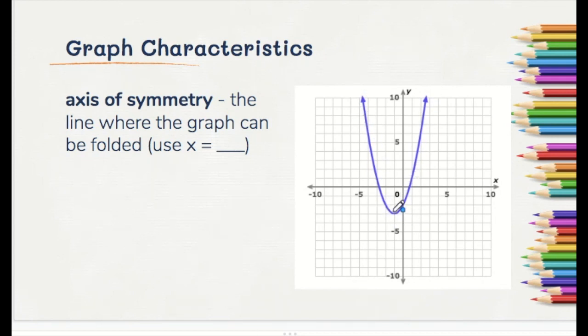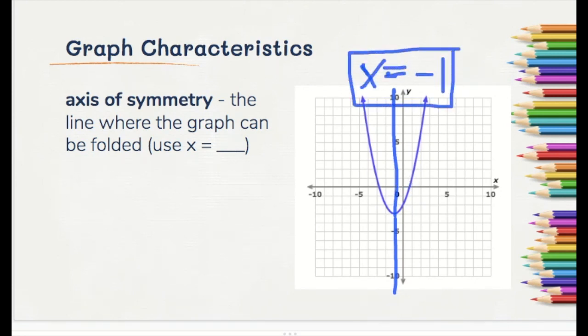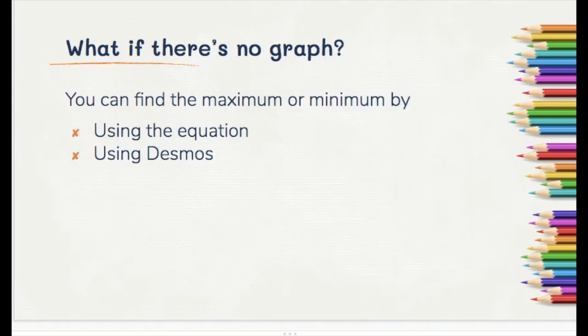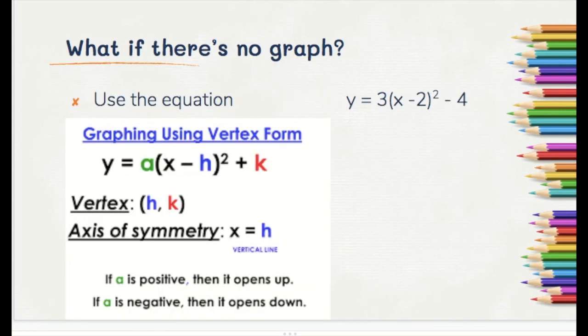All right, where it changes direction is -1. We draw the line, that's where the graph can be folded. We look on the x-axis. X is equal to -1, and that will be our answer. So with a graph, these are pretty easy to find, but what if there's no graph? If there's no graph, then we need the equation, or we need to use Desmos.